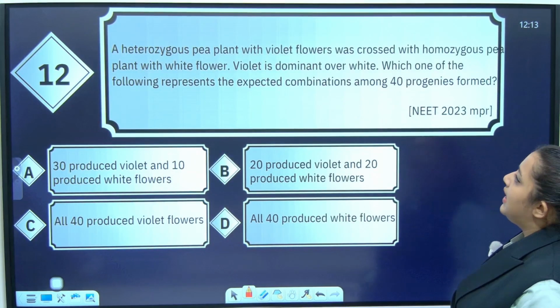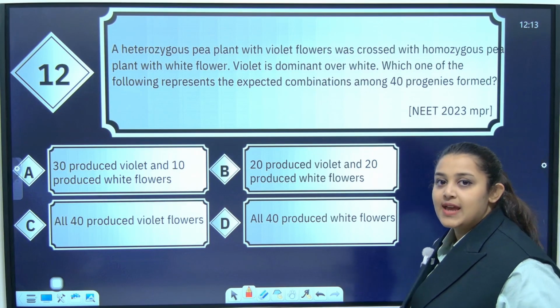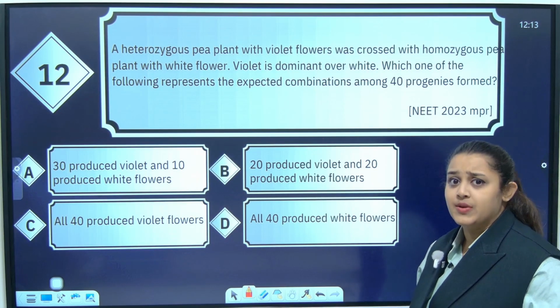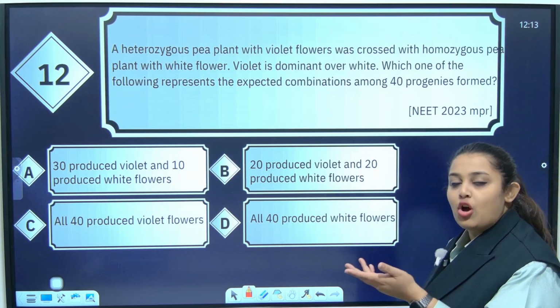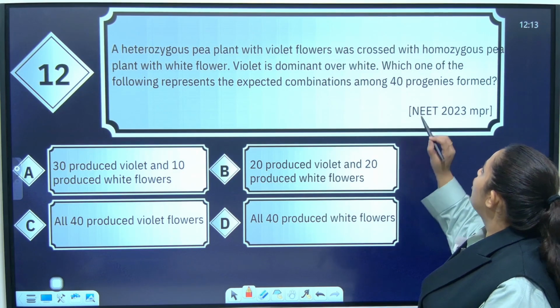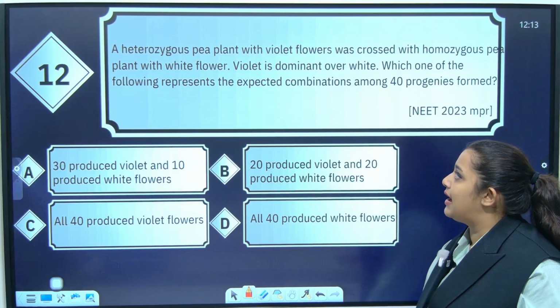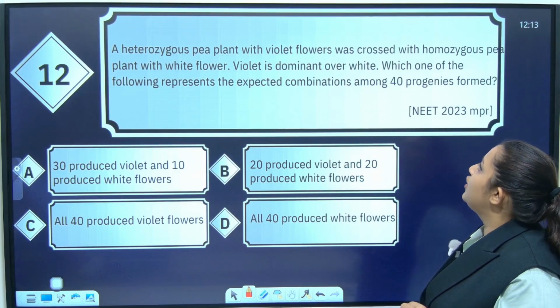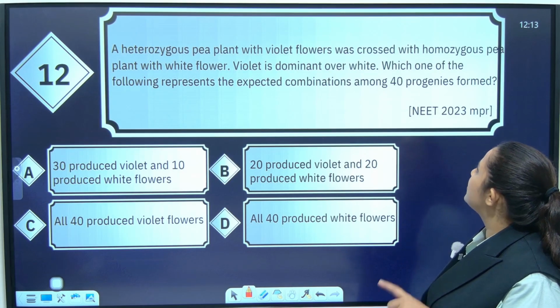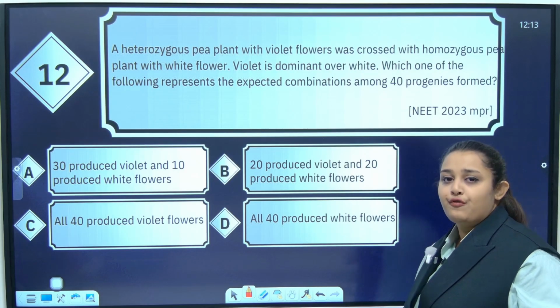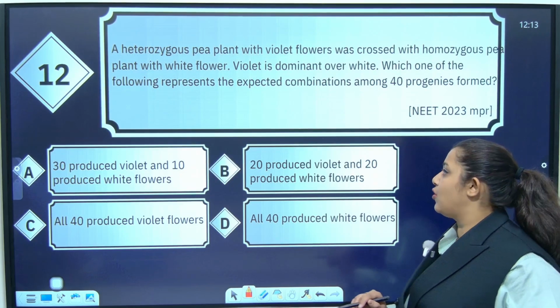Next one, a heterozygous pea plant. Heterozygous, which means it will have two different alleles, with violet flowers, which is dominant. Violet is dominant over what? Over white. Crossed with homozygous pea plant of white flower. Which one of the following represents the expected combinations among 40 progenies formed? So in total, they have 40 progenies.